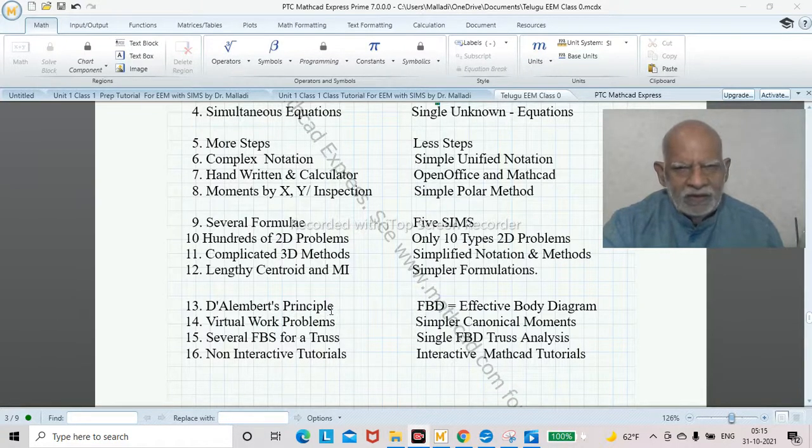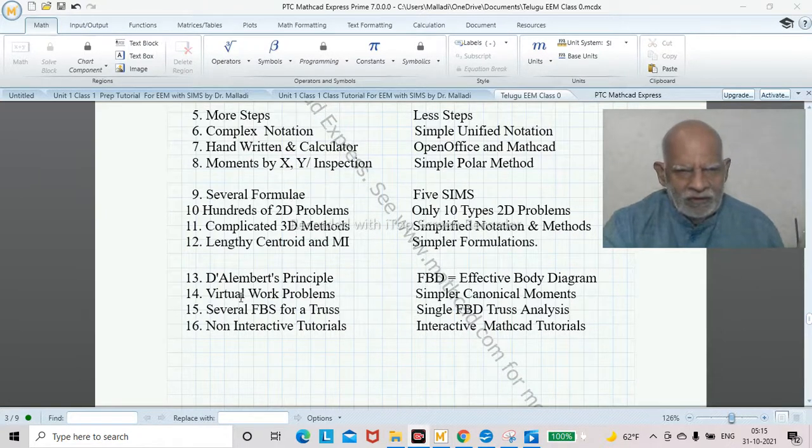D'Alembert's principle. Forces are equated to zero even in a dynamic system. Again, they have to be arranged. Therefore, I use FBD equal to effective body diagram, and that makes calculations very easy with fewer steps.